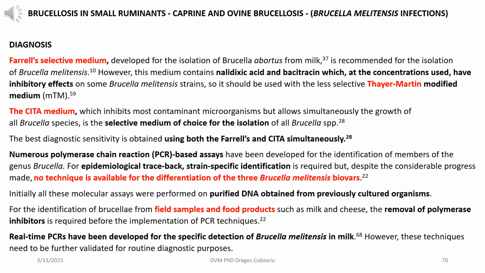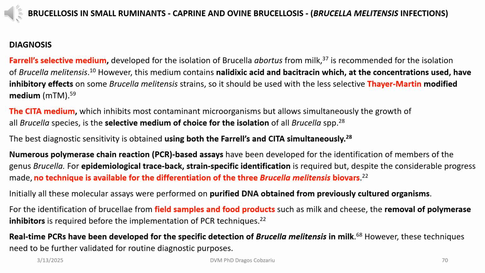However, this medium contains nalidixic acid and bacitracin which, at the concentrations used, have inhibitory effects on some Brucella melitensis strains, so it should be used with the less selective Thayer-Martin modified medium. The CETA medium, which inhibits most contaminant microorganisms but allows simultaneously the growth of all Brucella species, is the selective medium of choice for the isolation of all Brucella spp. The best diagnostic sensitivity is obtained using both the Farrell's and CETA simultaneously.